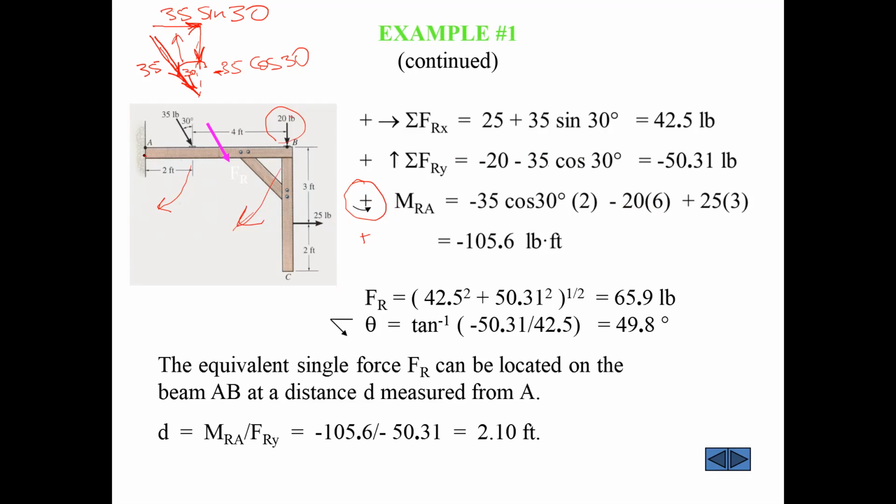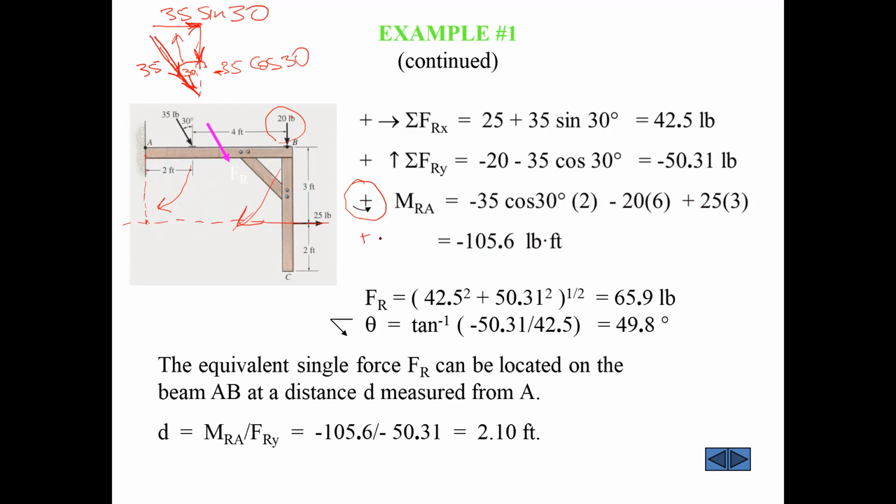What about the 25? The 25, now here's a perpendicular distance. It's the transmissibility of forces. It's coming right through this point here. So it's 3 from here. From A to this point is 3. And then it's going to be turned into the anti-clockwise. So therefore it's 25 times 3, which means it is positive based on our convention. When you work out all of this, you'll get minus 105.6 pound force.